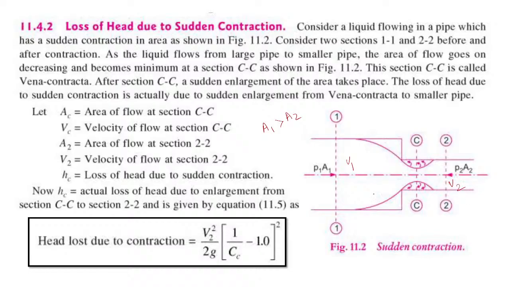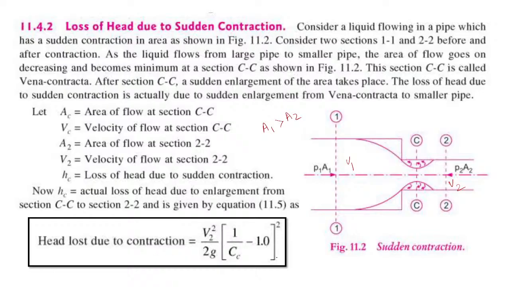Right now, the next important thing you should keep in mind, especially when it comes to contraction, is something called the contraction ratio. There is also something called the contraction coefficient. Before jumping into the contraction coefficient, let's see how to predict the losses due to contraction.